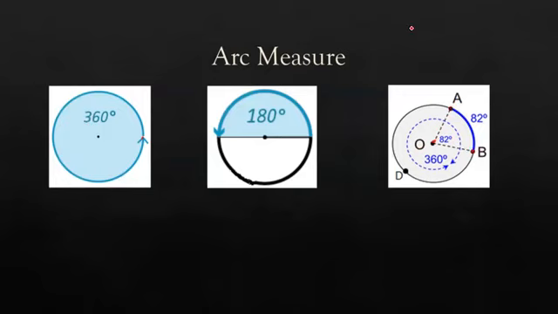So our angle AOB is going to measure the same as our arc AB does. So our measure of angle AOB is going to be equal to the measure of arc AB. In this picture, the arc AB is equal to 82 degrees.